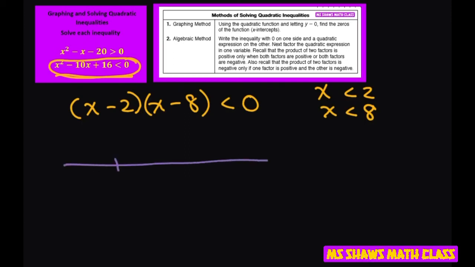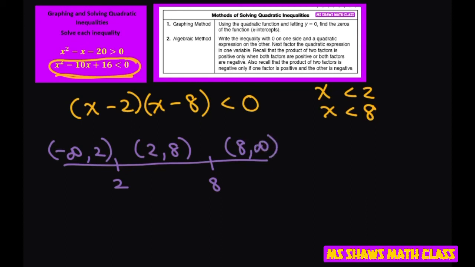We put the smaller number, then the larger number, and check our intervals from negative infinity to 2, 2 to 8, and 8 to infinity. You don't have to get the exact amount, just plug in a number. For less than 2, I like to plug in 0. If you plug 0 into this, you get negative. Plug 0 into this one, you get negative. A negative times a negative is a positive.